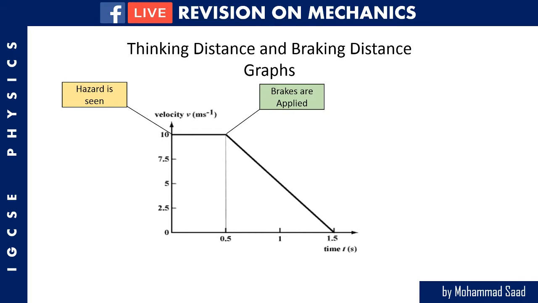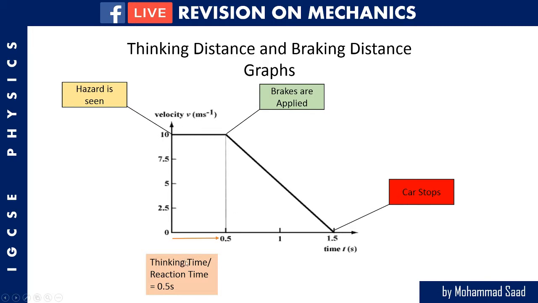the brakes, and as you have applied the brakes, the velocity will start to decrease. It decreases and comes straight to rest, meaning 0 meters per second. Finally the car stops. Then after you see the hazard and before the brakes are applied, this is your thinking time that you have calculated from the graph, which is 0.5 minus 0, which is 0.5 seconds, thinking time or reaction time. Then you apply the brakes, and before the car stops, this is your braking time. You need to subtract these two values, which is 1.5 seconds minus 0.5 seconds, equal to 1 second.